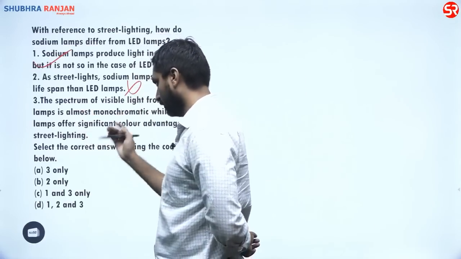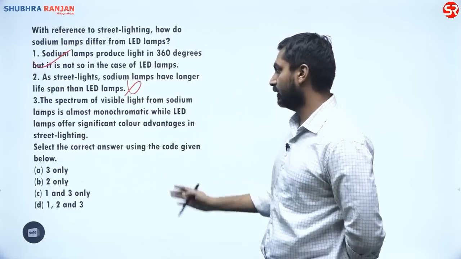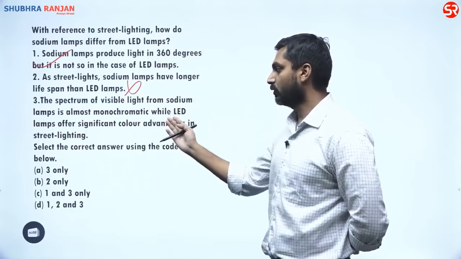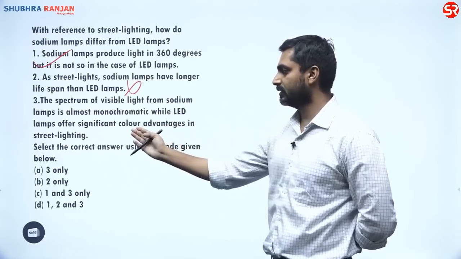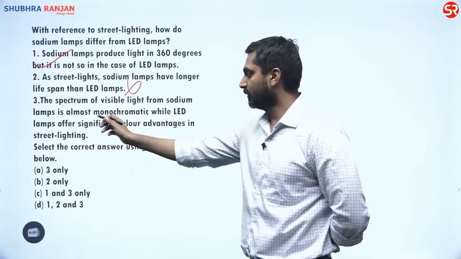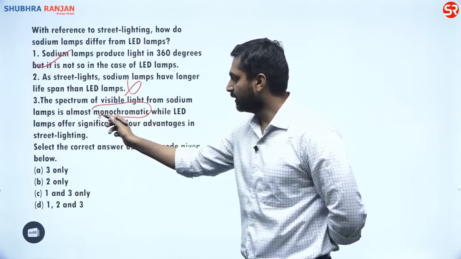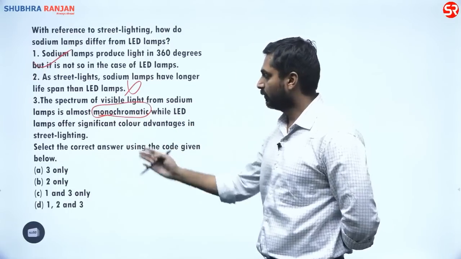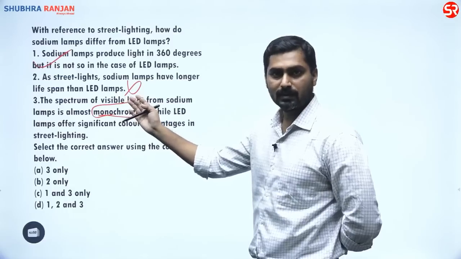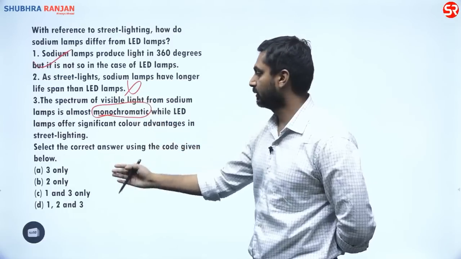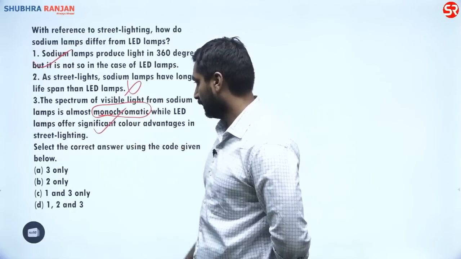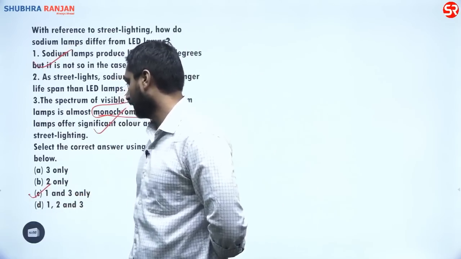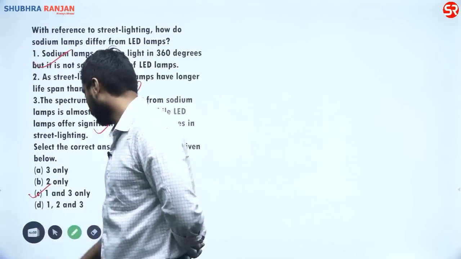Now moving on to the third statement, the spectrum of visible light from sodium lamp is almost monochromatic, while LED lamps offer significant color advantages in street lighting. What is the meaning of monochromatic? It means single color. So we know that sodium produces light in the yellow color region. So this statement is also correct. So the correct answer would be option C. Moving on to the next question.